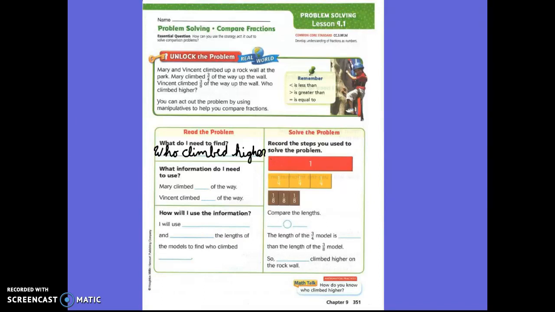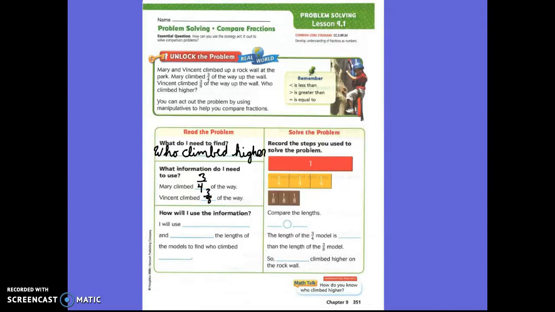What information should we use? We should use Mary climbed blank of the way. How much of the way did this story say she climbed, Callie? 3/4. 3/4 of the way. And Vincent climbed blank of the way. How much did Vincent climb, Bella? 3/8.